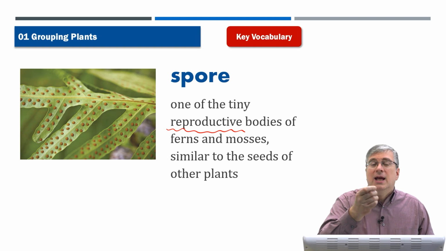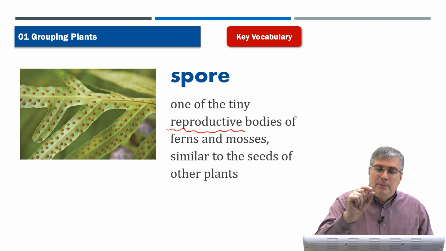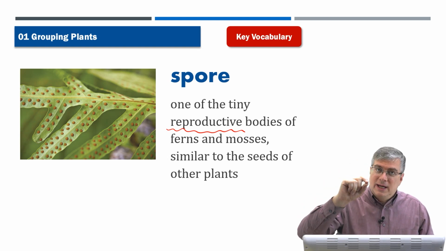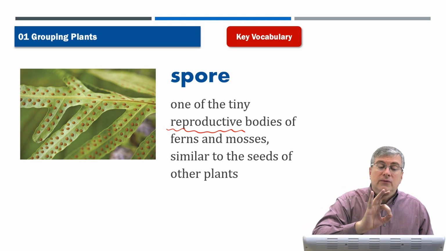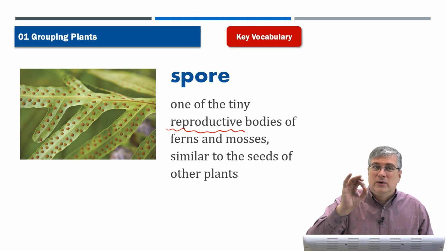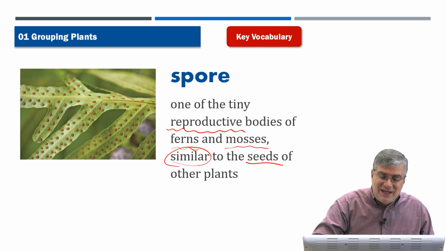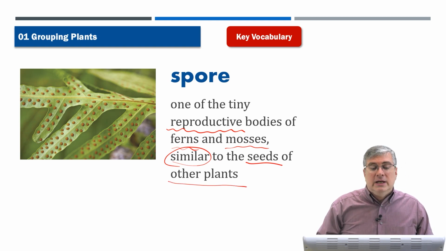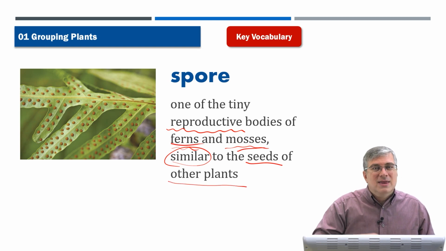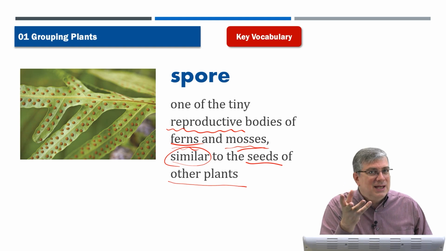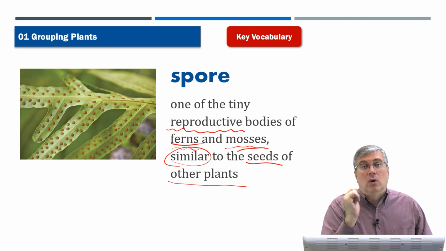Of course, if you have an apple seed, a new apple tree can grow from the seed. Well, a new fern can grow from a fern spore. Spores are the reproductive bodies of ferns and mosses, similar to the seeds of other plants. So ferns and mosses don't create seeds, they create spores.